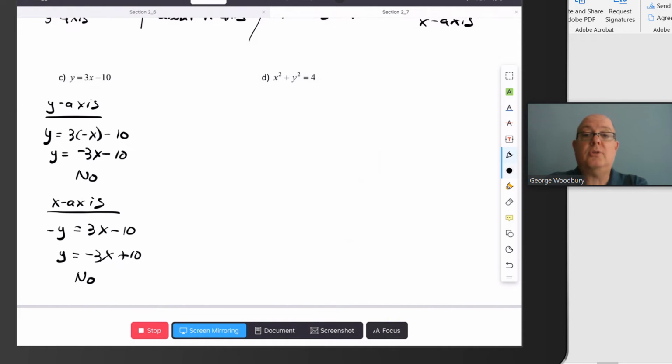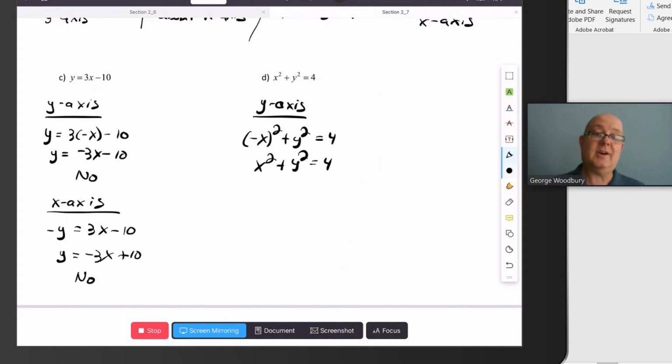Part D, x squared plus y squared equals 4. That last equation was the equation of a line. This is the equation of a circle. And so starting with the y-axis, negative x to the second power plus y squared equals 4 turns into x squared plus y squared equals 4, because again, when we square, negative x times negative x is positive x squared. That's the same. This one is symmetric about the y-axis.